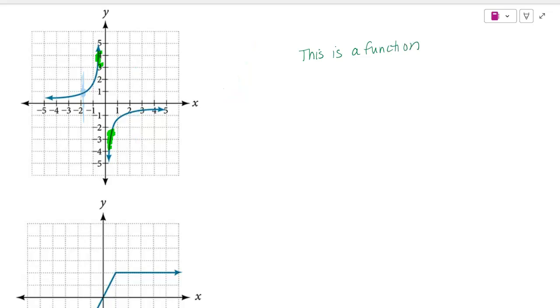And then let's take a look at some horizontal lines. If I draw horizontal lines this way, it's only intersecting in one location. Similarly here, even though this looks like it's maybe not passing the horizontal line test, that function is growing just very, very slowly. So this is a one-to-one function.